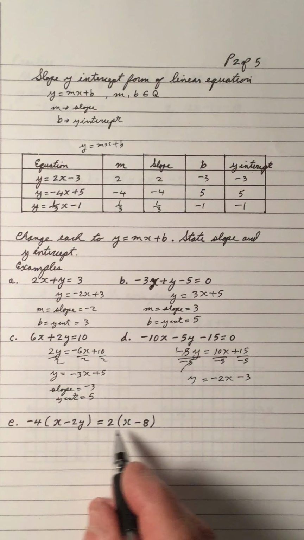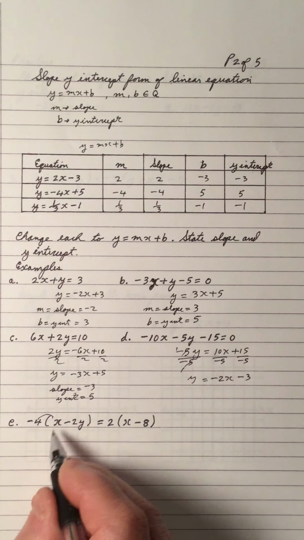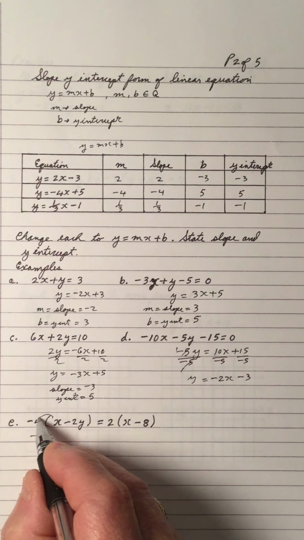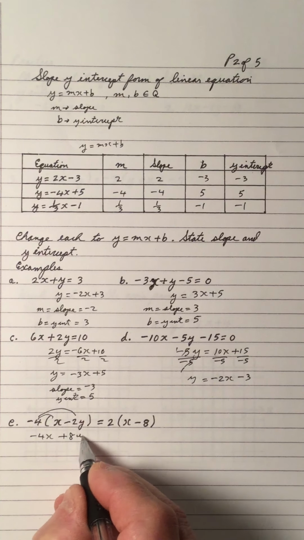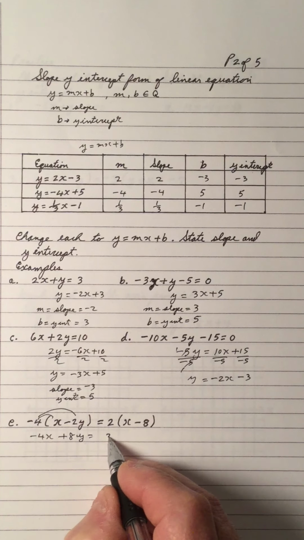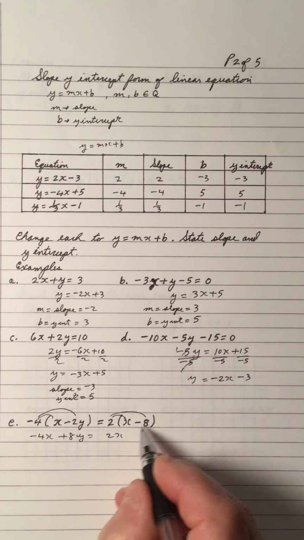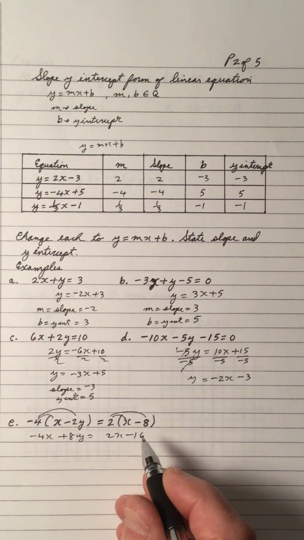We have to remove the brackets. So negative 4 times x is negative 4x. Negative 4 times negative 2y is 8y. 2 times x is 2x. And 2 times negative 8 is negative 16.